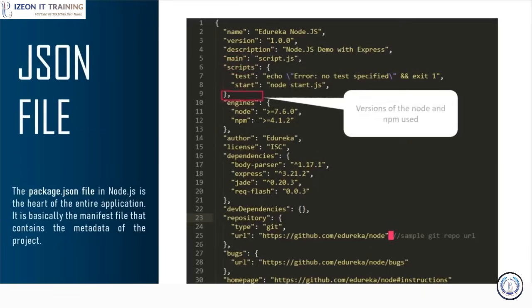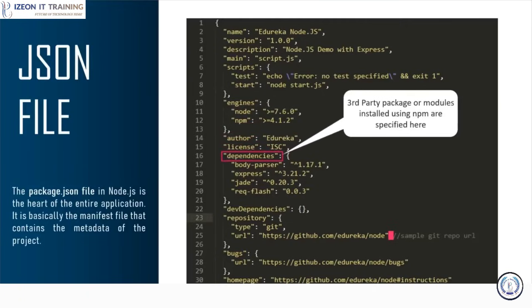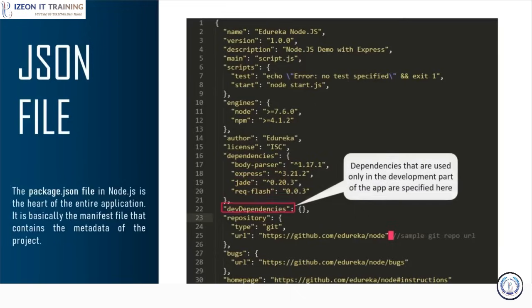There are certain scripts. We saw that we didn't provide any test command. And then there are certain engines. What all tools do you use to run this project? Who is the author? What is the license? There are certain third-party modules that we would like to have. You can see in this particular example that Express is there as a third-party module which we'll be using. And then there are dev dependencies.